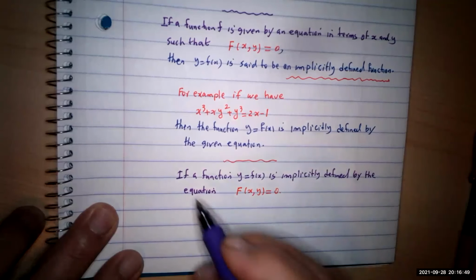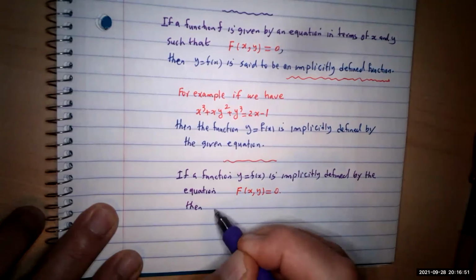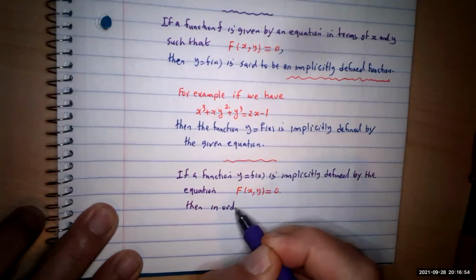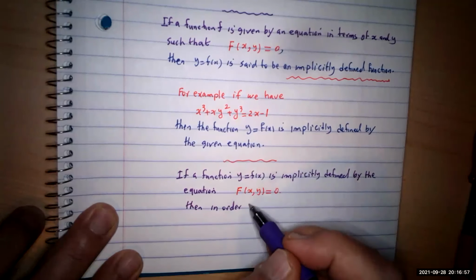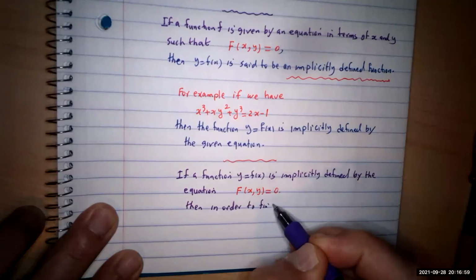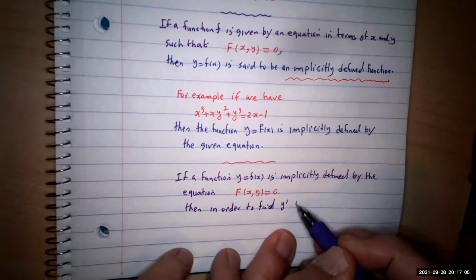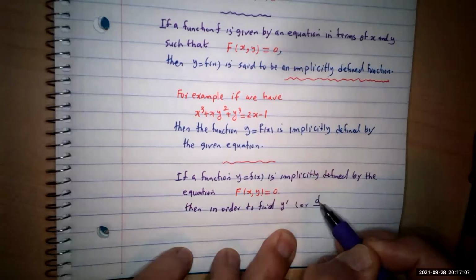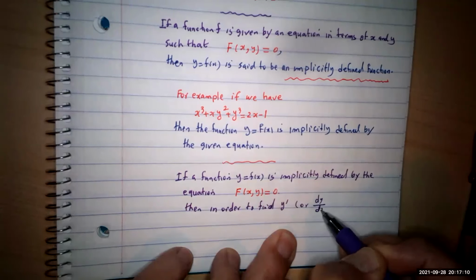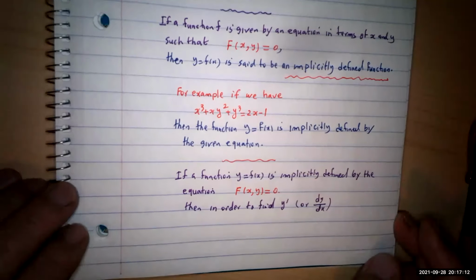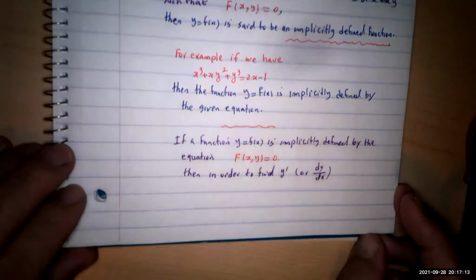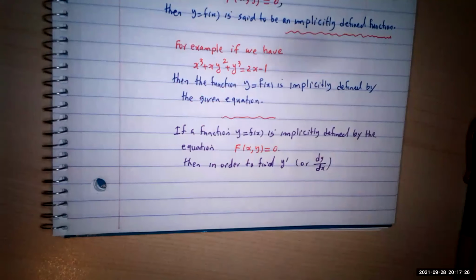So then, in order to find y prime, in your book they call it dy dx. It's the same thing, but I'm not going to use this notation, but you can use it if you like. It's the same as y prime. Some people like it. They think that it's something different to memorize, but it's the same thing. We are going to talk about this one later.